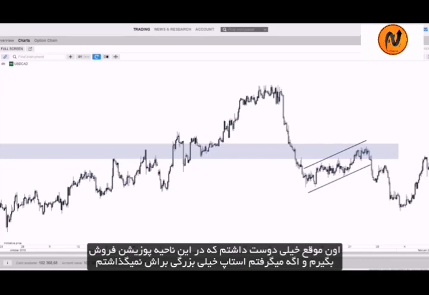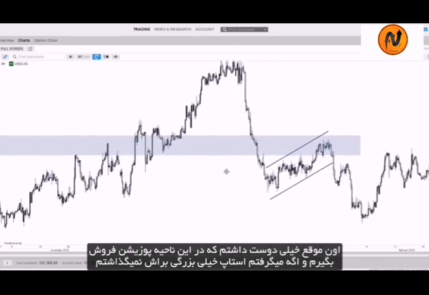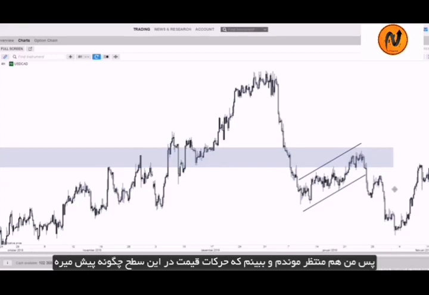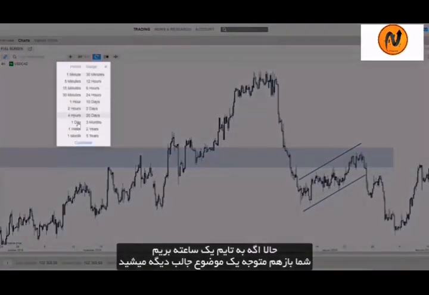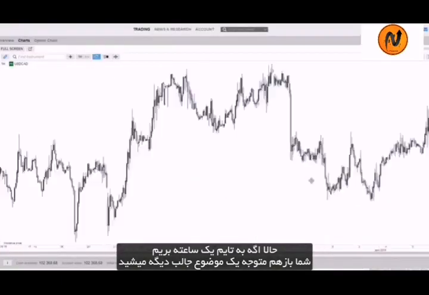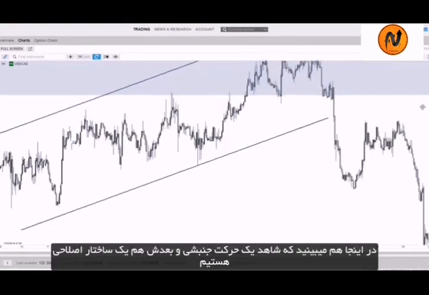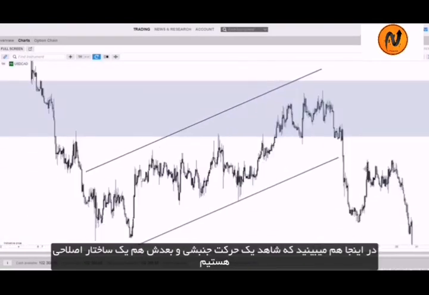Now, at first I was very interested in selling this long-term resistance zone as is, but I would have required a very big stop for this. So I thought I would keep an eye on this and see what price actually does around here. And if we go down to the 1 hour chart, you will notice again something very interesting, which is price trades up inside this corrective structure that we saw on the 4 hour chart.